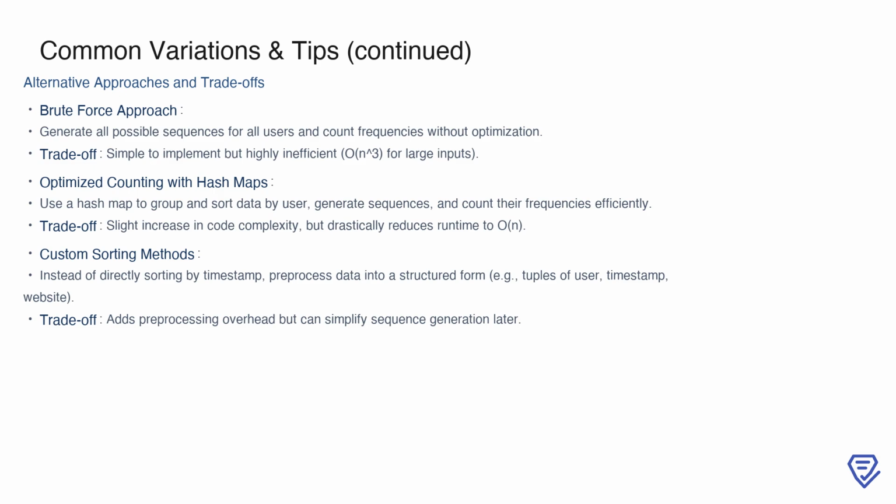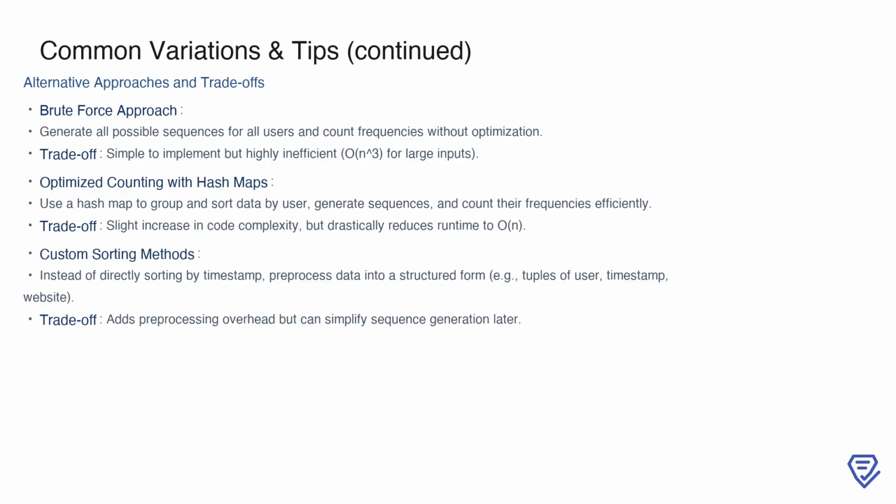Another option is to use custom sorting methods. Instead of sorting by timestamp outright, you could pre-process the data into a more structured form, such as tuples containing the user, timestamp, and website. This pre-processing step may introduce additional overhead but can simplify the sequence generation process later on. Each approach has its strengths and weaknesses, so choosing the right one depends on the problem constraints and input size you're dealing with.